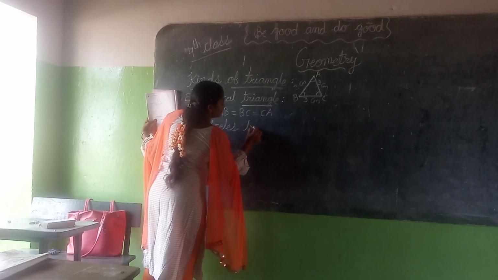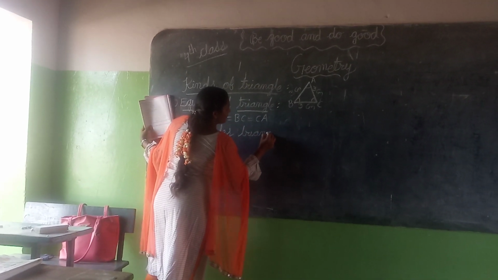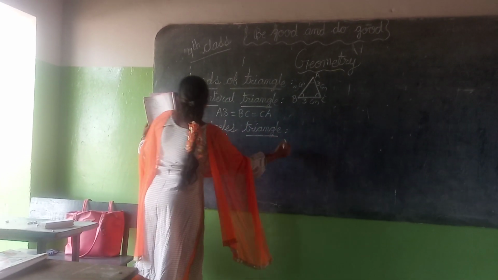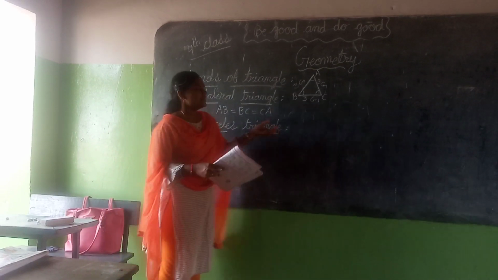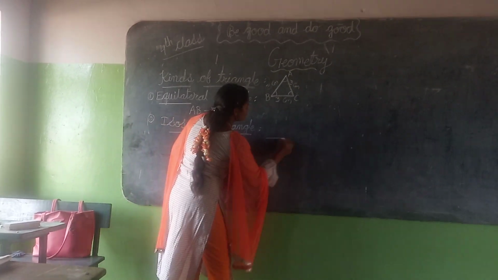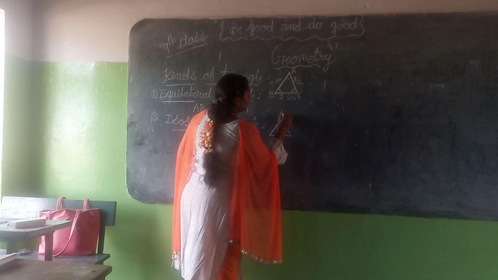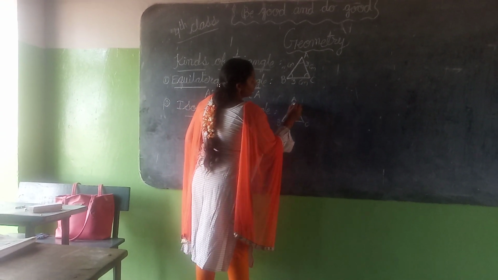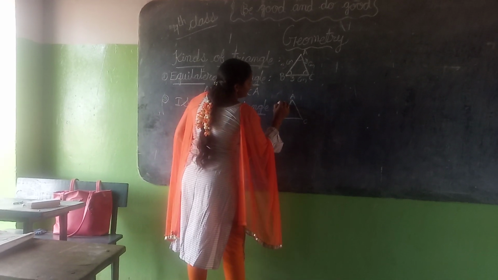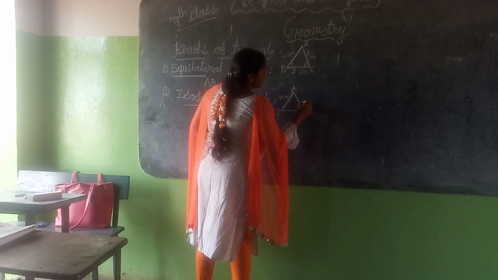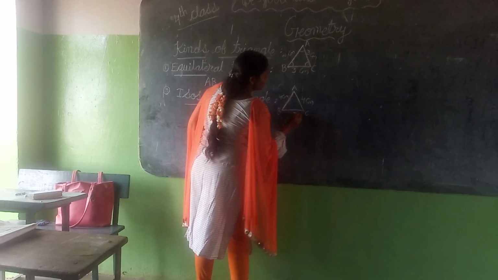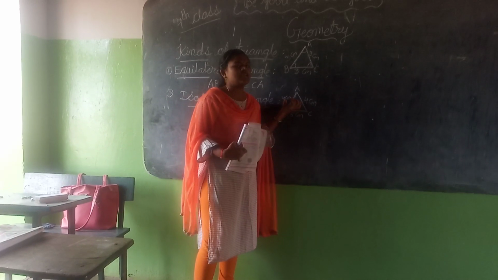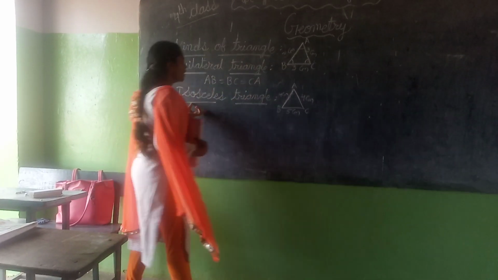Isosceles triangle. In an isosceles triangle, two sides are equal. Take a triangle with vertices A, B and C, where AB is 4 centimeters, AC is 4 centimeters, and BC is 5 centimeters. Two sides of this triangle are equal. That triangle is called an isosceles triangle.